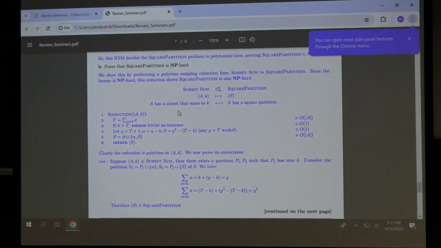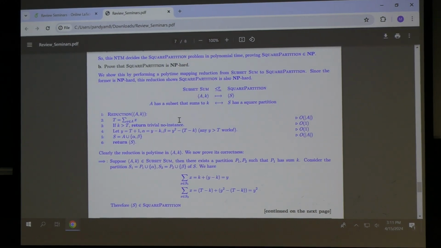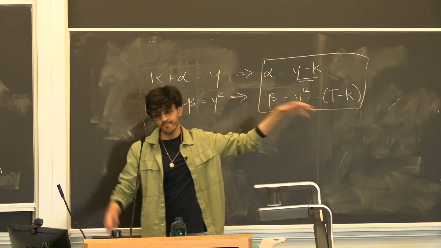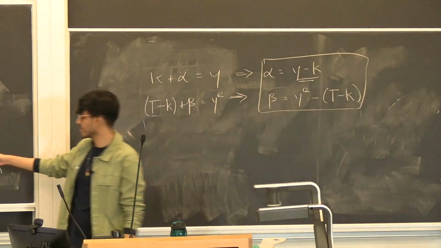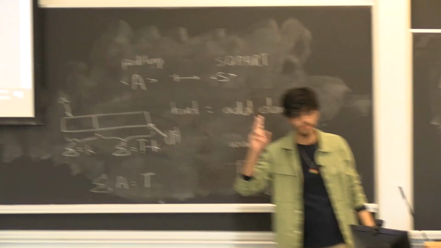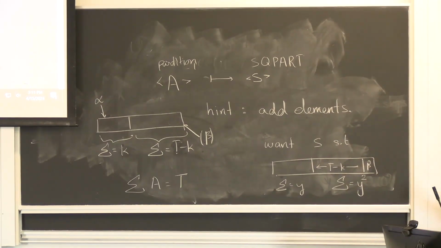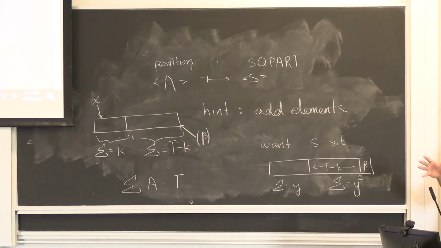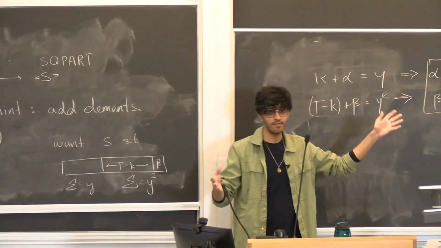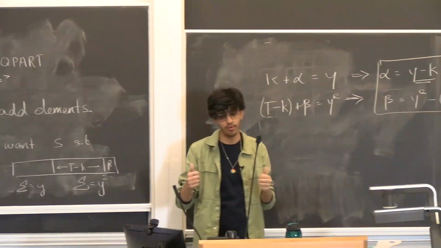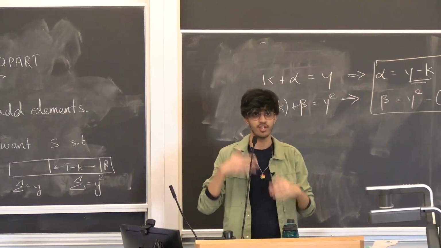So I set y to be t plus 1, and I set alpha and beta accordingly, right? So it's t plus 1 minus k, and then t plus 1 squared minus t minus k. And I let this S be the union of A and just alpha and beta. The forward direction should be obvious now because I set my values so that I get y and y squared. So those are good. But the backwards direction needs some thinking.